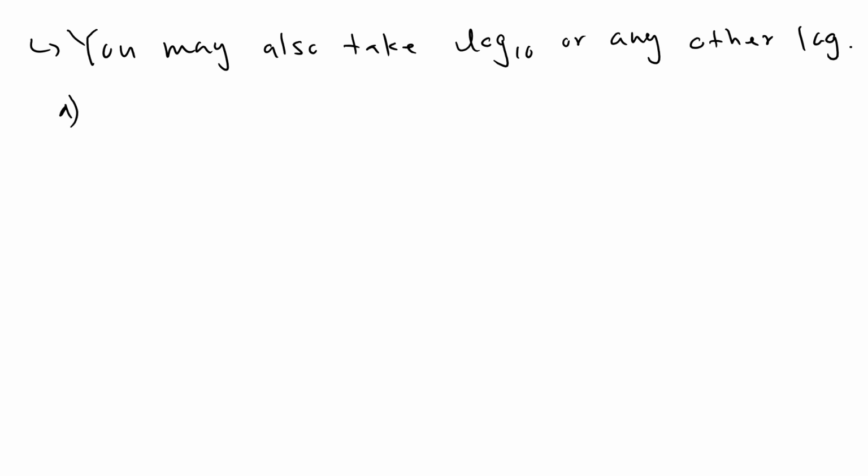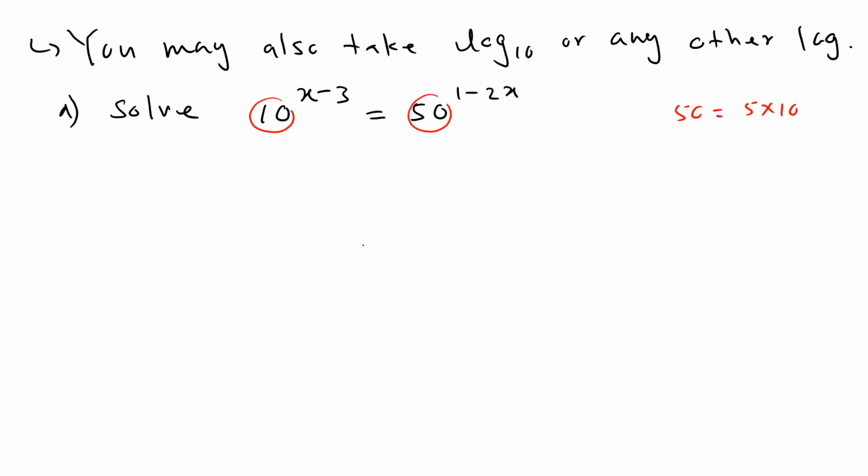I'm going to give this as D. Solve 10 to the x minus 3 equals 50 to the 1 minus 2x. You can see there is a 10 involved here, because 50 is 5 times 10. So in this case, we can take log 10. See whether you can do that.